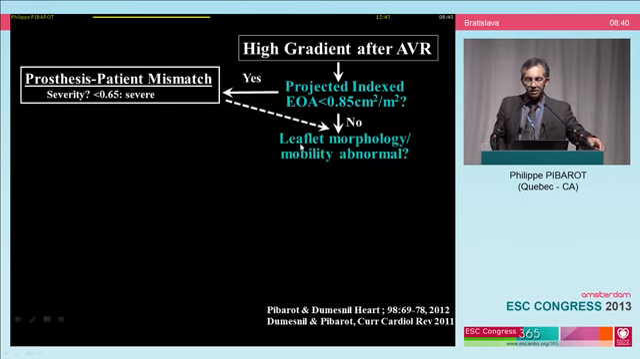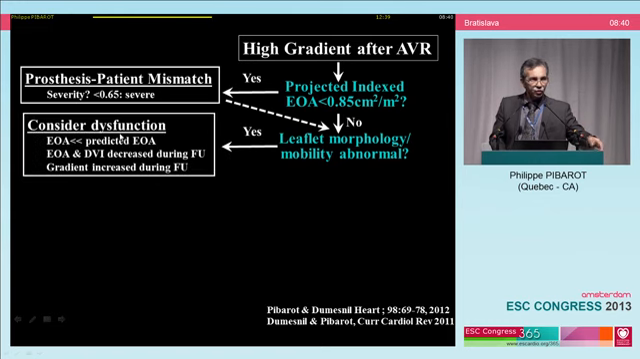So the next very important thing to look at is the leaflet morphology and mobility. Again, we need to look at the valve. And if it is abnormal, of course, we need to consider dysfunction. And the other feature that may be useful to detect dysfunction is when, again, the EOA measured in the patient is substantially lower than the predicted EOA. And also, if you have a serial follow-up in the patient, it's always useful to have a good baseline echo and then serial follow-up.